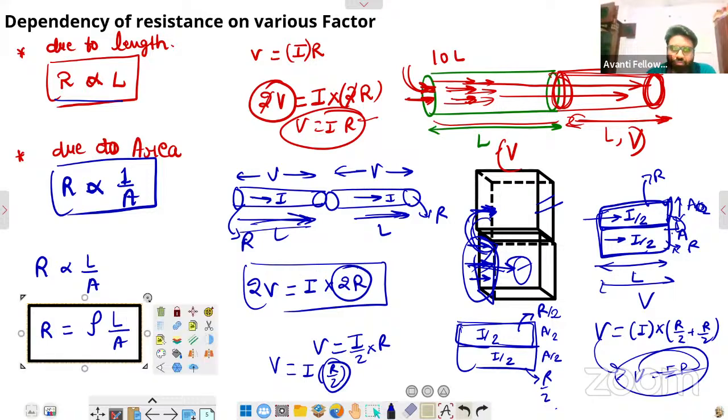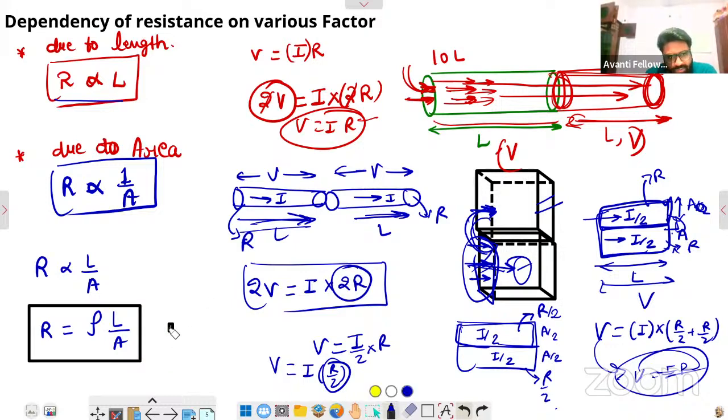ठीक है, this formula you have to remember, that R is equals to rho into L by A, where rho is what? Rho is the resistivity. ठीक है, रो क्या है यहाँ पे? रेसिस्टिविटी. ठीक है, नाउ मूव ऑन टू द नेक्स्ट.